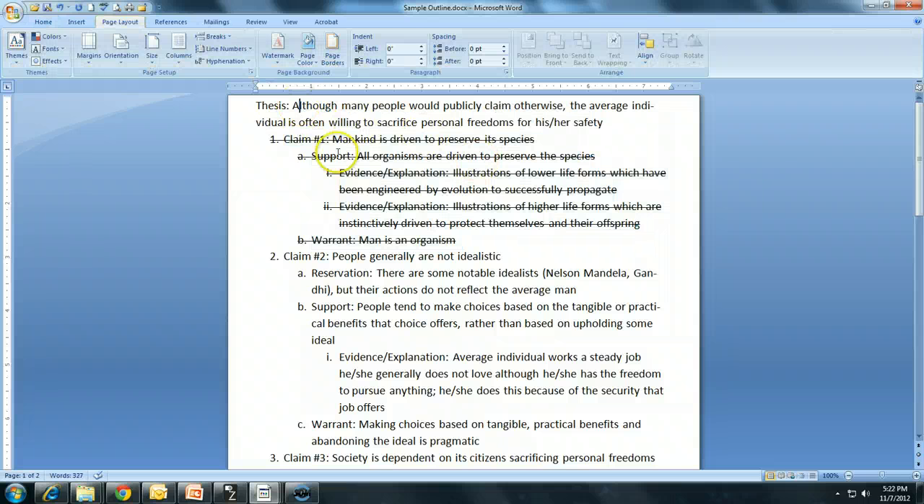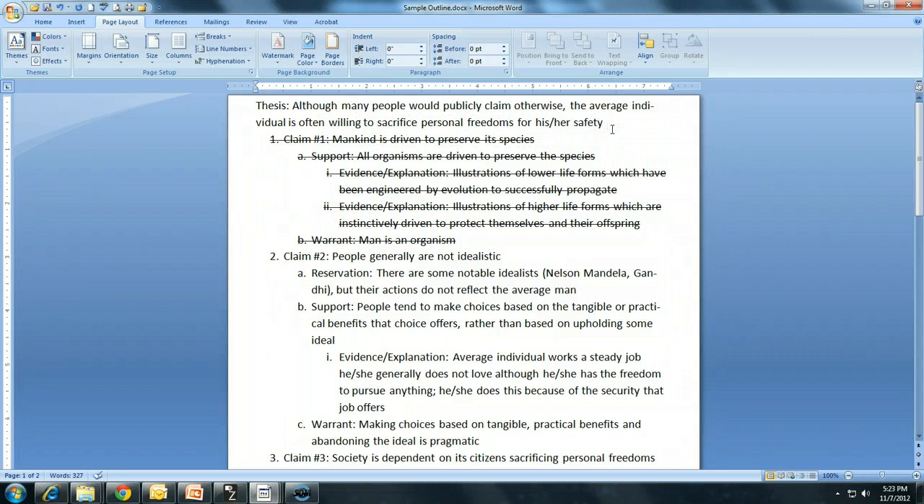All right, I've just pasted in here a counter-argument that I could just kind of throw in here. Obviously, the rest of my introduction would be leading up to this. I know this looks like it's just coming out of the ether, but my introduction would lead up to this, and this just kind of tells my reader, hey, I'm not an idiot. I'm acknowledging that there is another side to my argument. So my counter-argument: although many people would publicly claim otherwise, the average individual is often willing to sacrifice personal freedoms for his or her safety.